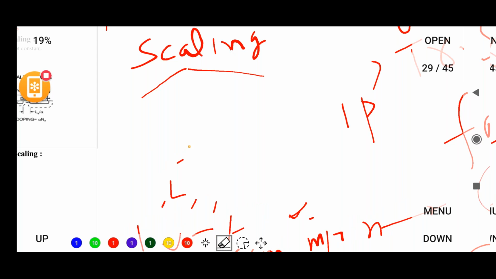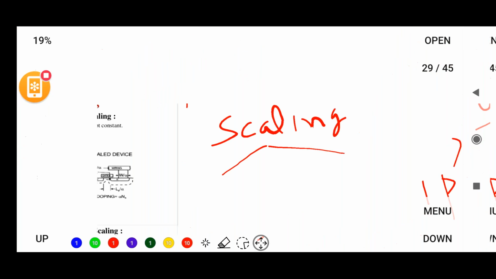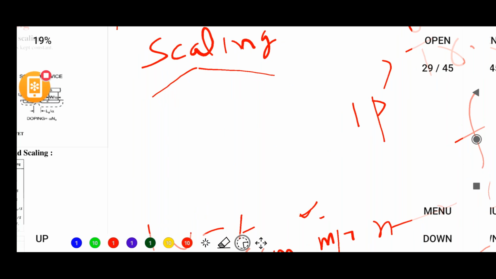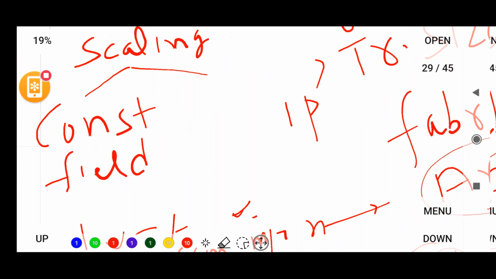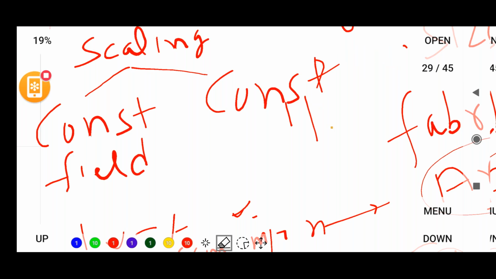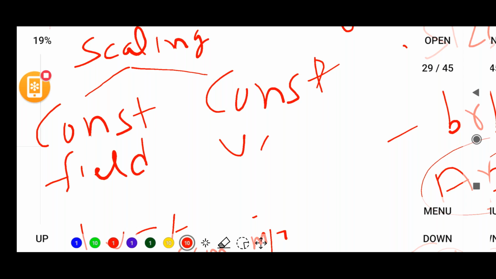So one technique is a constant field. Another is a constant voltage. So scaling is categorized into two parts. One is the constant field scaling. The second type of scaling is a constant voltage.